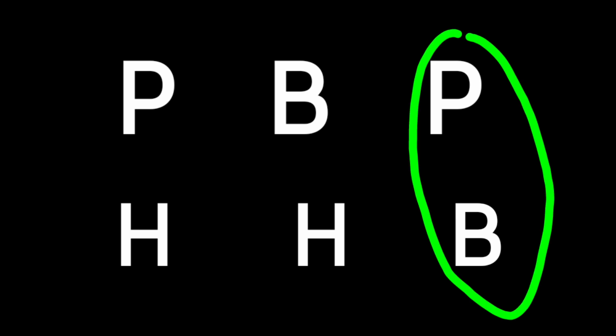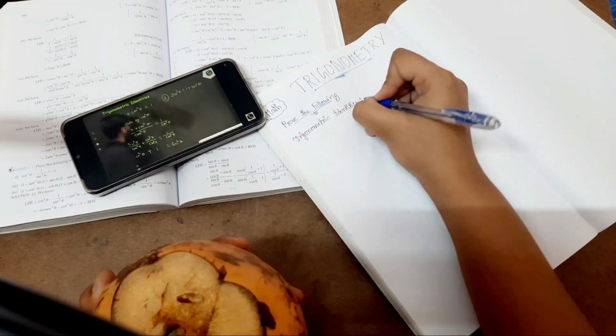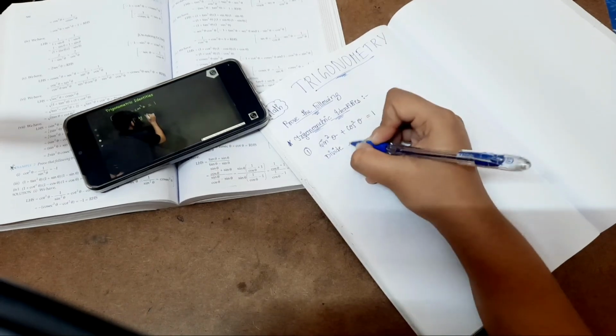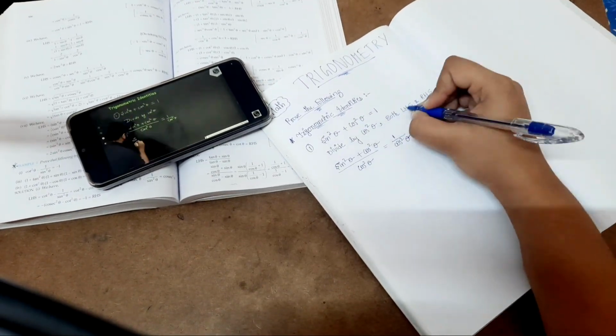And perpendicular by base, which is tan theta. So that's very simple. And if we take the reciprocal of all these three ratios, we get cosec theta, sec theta, and cot theta. And the next important concept is listing out all the important identities of trigonometry.